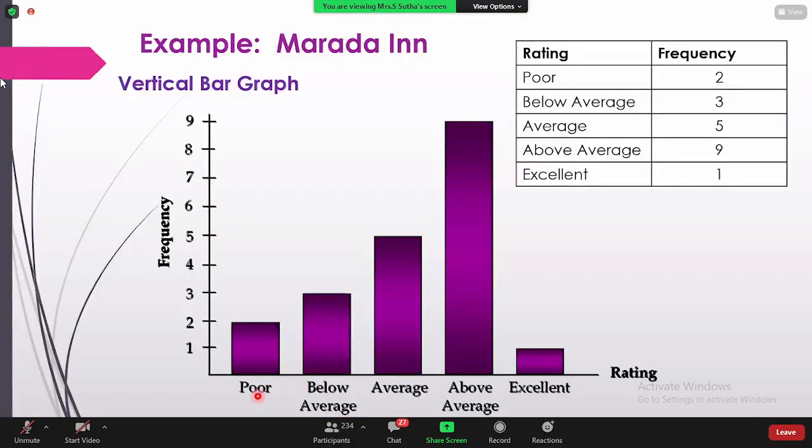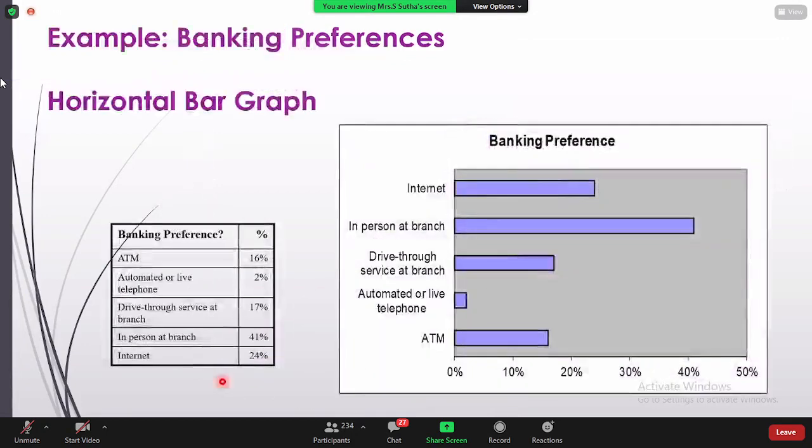And also you have to keep in mind the width of the bar. You have to take the width as the same for each and every bar. Then only your bar chart will give a nice look, right? The width of the bar should be equal for each and every class. Then it is a column bar chart. This is called a column bar chart.